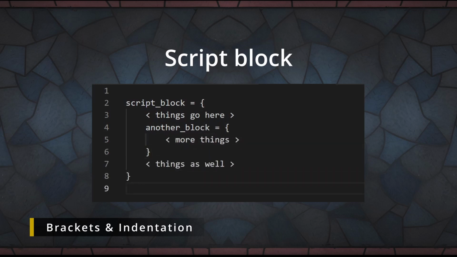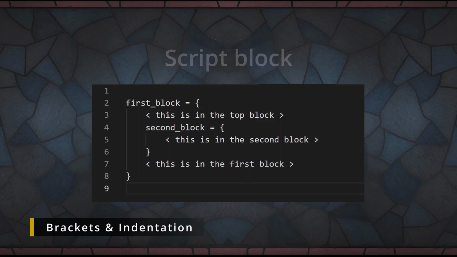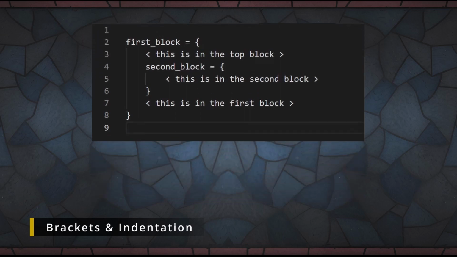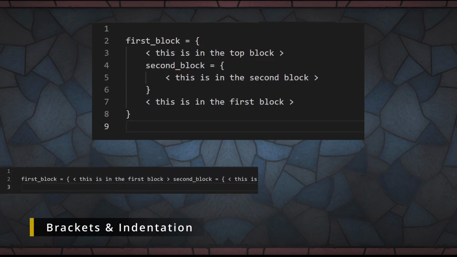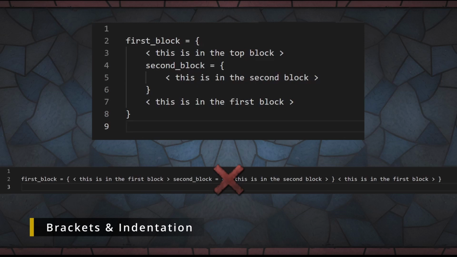Since script blocks can be nested inside one another, indentation is key to make it clear what block a line of script belongs to. These are formatting conventions. They are not strictly necessary, and you could very well open and close multiple blocks in a single line, but I strongly advise against it, especially if you're a beginner.